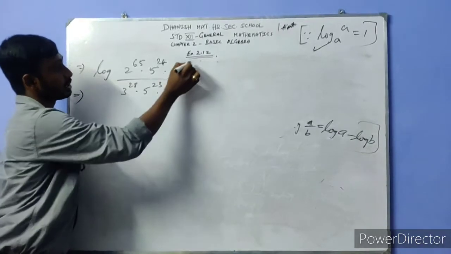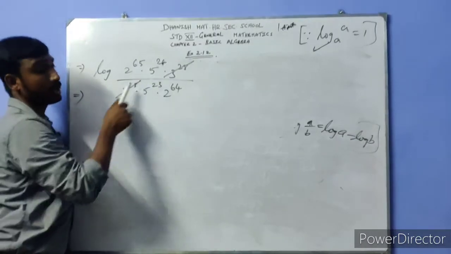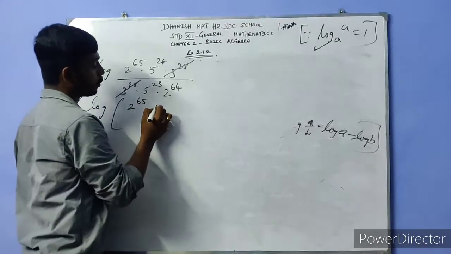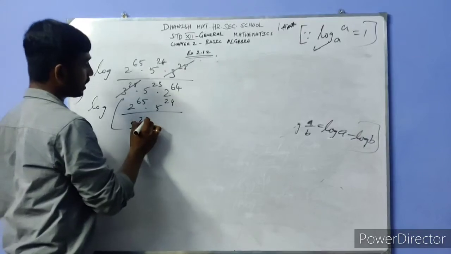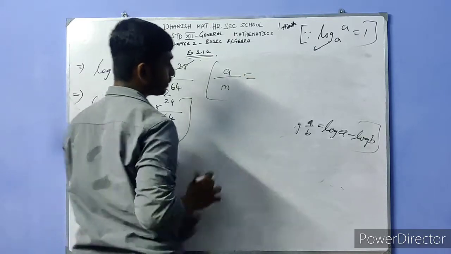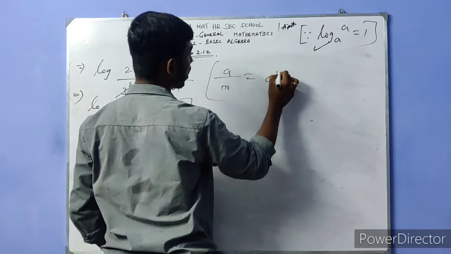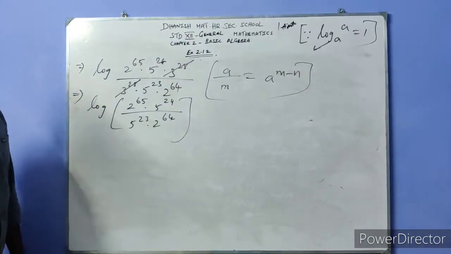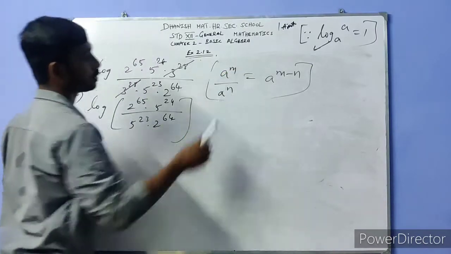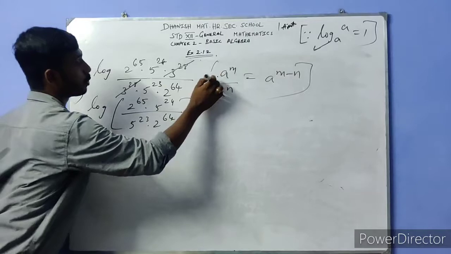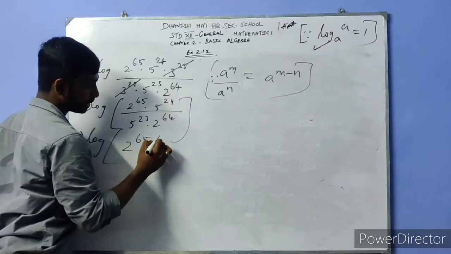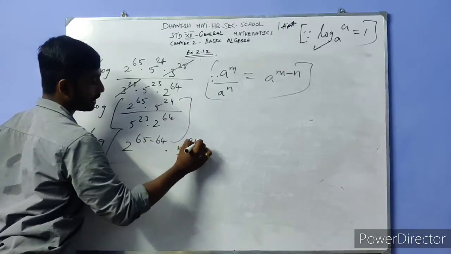Now I am cancelling this 3 power of 28 in the numerator and denominator. What are the remaining values here? Log 2 power 65 into 5 power 25 divided by 5 power 23 into 2 power 64. Now I am going to use this one, A power M divided by A power N equals A power of M minus N. Using this formula, now write like this: 2 power of 65 minus 64 into 5 power of 24 minus 23.